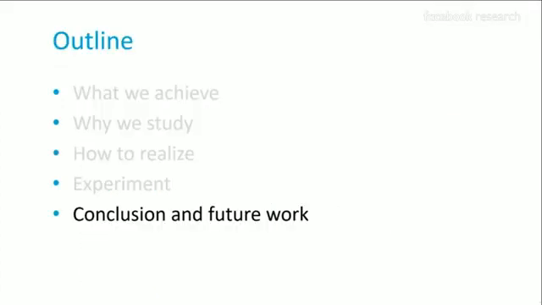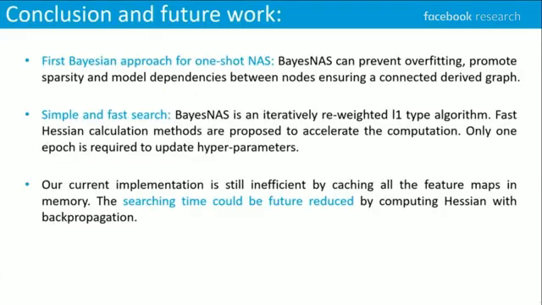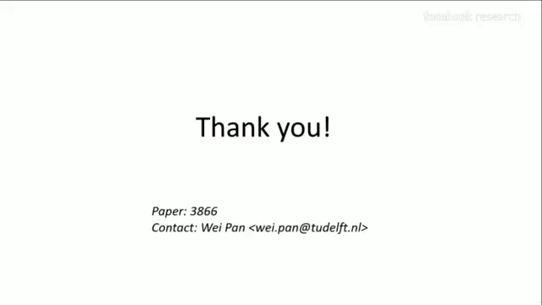With the previous results, we draw the conclusion. First, our method is the first Bayesian approach for one-shot NAS. Then, the search is simple and fast. Thirdly, we could further reduce search time by computing hashing with backpropagation. We know that our result is not state-of-the-art due to application techniques. If you have any ideas about how to improve it, please contact us. Thank you.